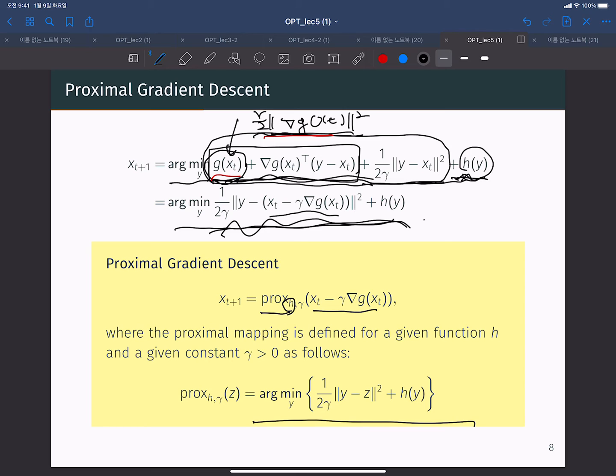So this is the definition of proximal gradient descent. Here we never use the gradient of h. We just use the gradient of g. Of course, solving this might not be an easy task, but at least in the definition of proximal gradient descent, we don't use any gradient of h.